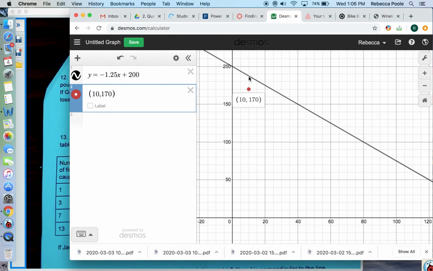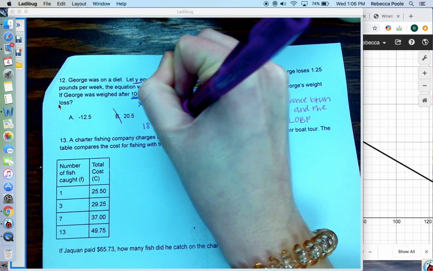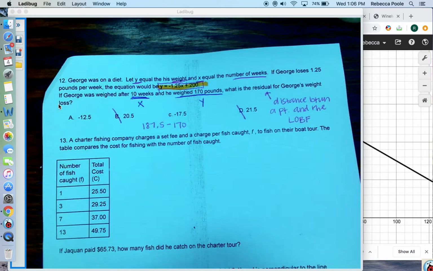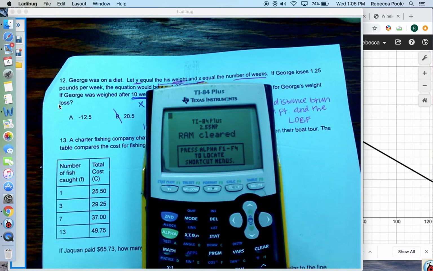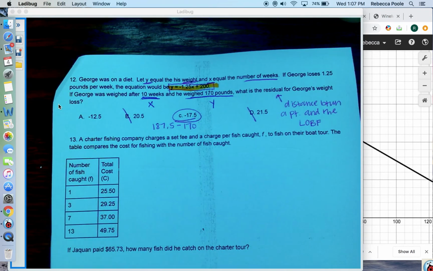If you go to the point above it on the line of best fit, does everybody see that that is 10 and then the Y value is 187.5? Okay, so if we want to find the distance, we can do 187.5 minus 170. All right, so on my paper, I'm going to do 187.5 minus 170. And then in my calculator, if I do 187.5 minus 170, I get 17.5. So your answer for 12 is going to be C.